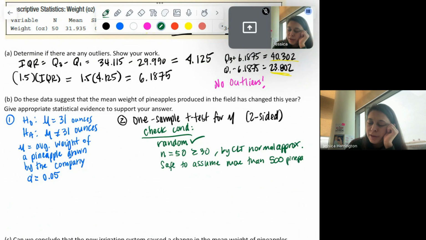I think I'm spelling pineapples wrong. Pineapples is less than 10% of the population. You could say it that way, okay? Let me fix this. This pineapples looks crazy.